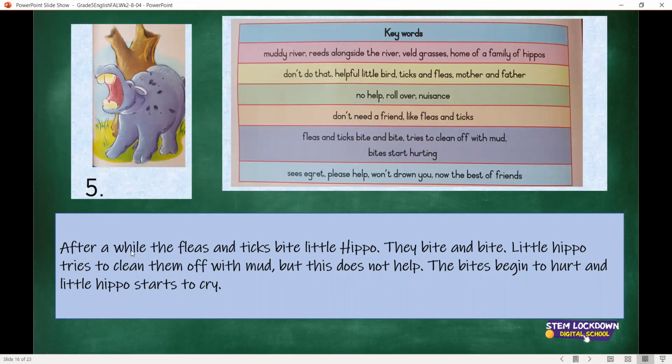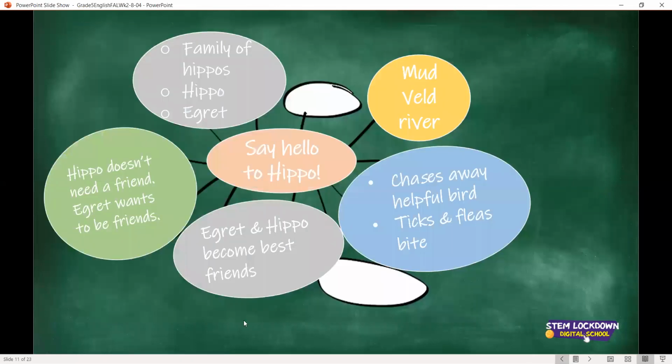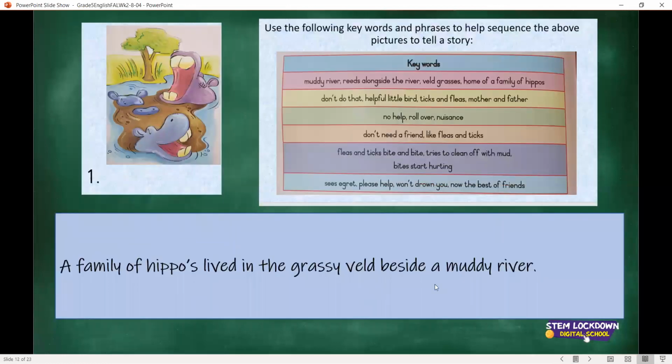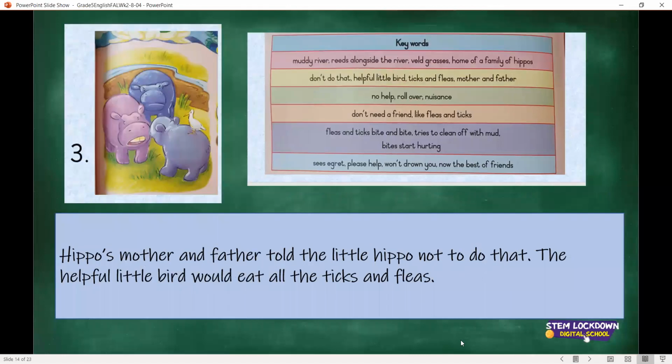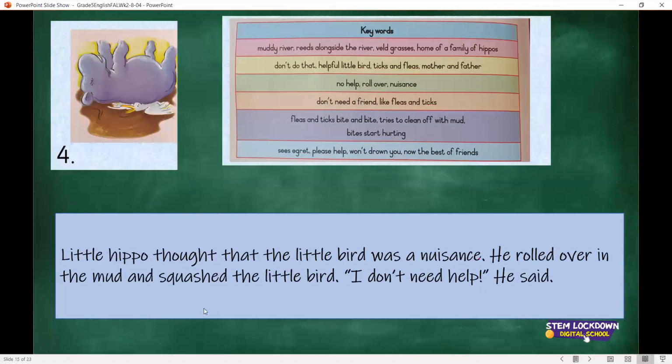After a while, that's how we continue a story. Especially when we first start, we can use once upon a time, or we can use in the beginning. So I'm going to just go back to the beginning and show you how I started my story. I have my mind map, then I go, a family of hippos lived in the grassy belt beside a muddy river. A helpful little egret likes fleas and ticks. She lands on Hippo's back, and Hippo does not like this. He does not need a friend. Hippo's mother and father told the little hippo not to do that. The helpful little bird would eat all the ticks and fleas. Little Hippo thought that the little bird was a nuisance. He rolled in the mud and squashed the little bird. I don't need help, he said.